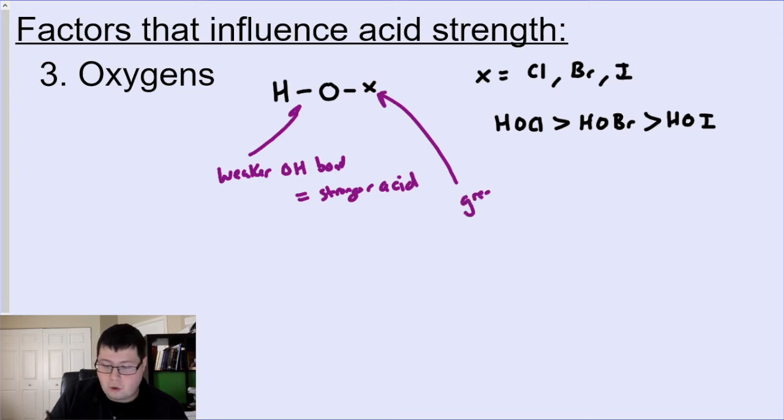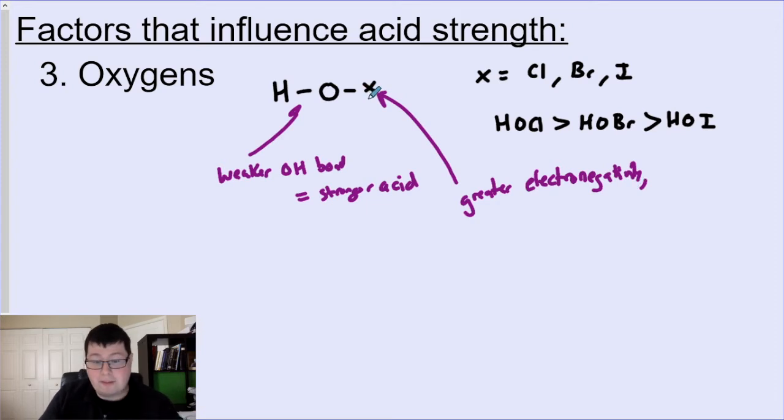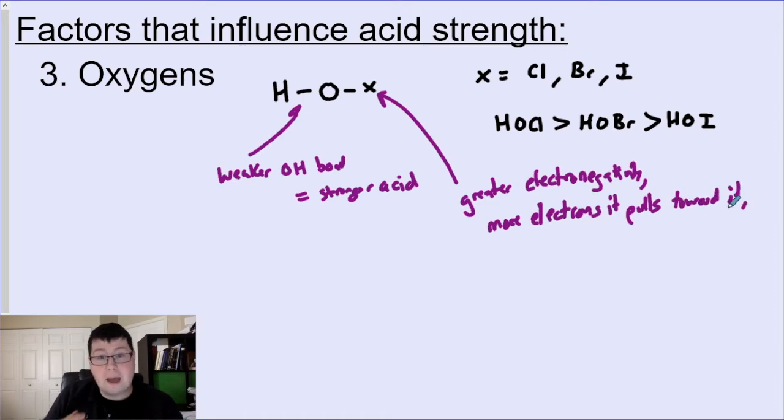So the greater electronegativity of that element that we have here, X, the greater its electronegativity, the more electrons it pulls toward it. That means the greater acid character.